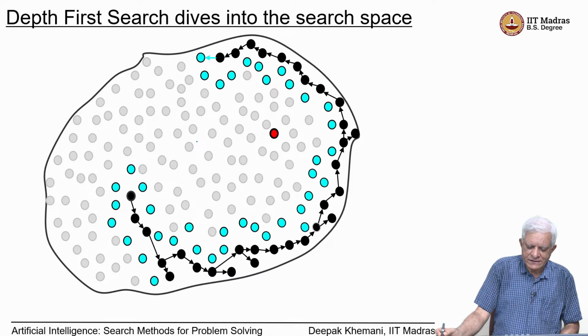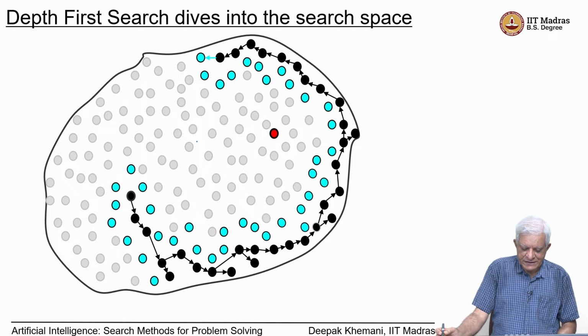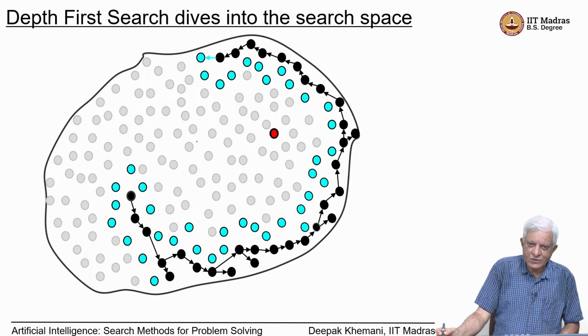And we saw that what happens is that it dives into the search space till it reaches a dead end, and then it backtracks a little bit and again dives back into it. The red node here is the goal node, and you can see that it is not paying any attention to that.